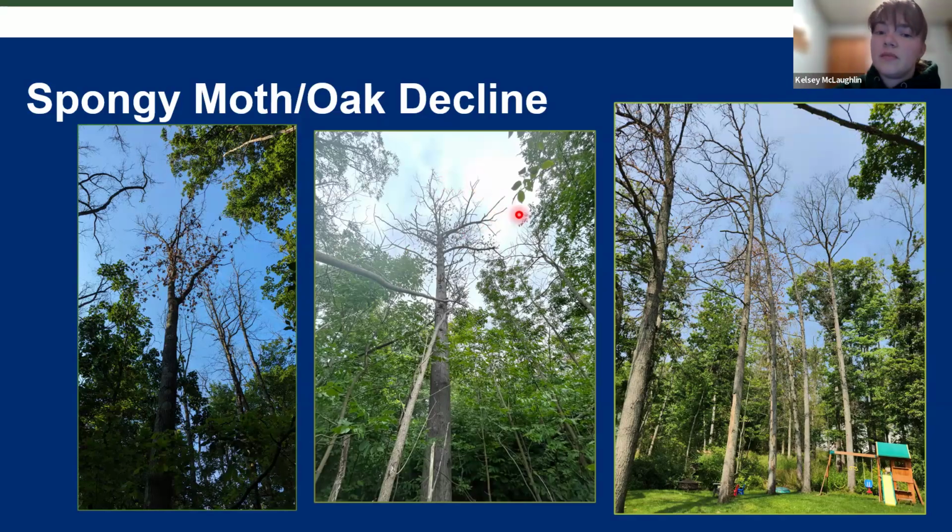The other thing with oak decline is you can have pockets like this, where there's a bunch of trees that all suddenly die, or you can have it kind of diffuse across the landscape like the last picture I showed. But yeah, because it's these kind of landscape level issues, right? Like soils are dry across the landscape, or spongy moth is defoliating hundreds of thousands of acres. It tends to be these larger sort of events.